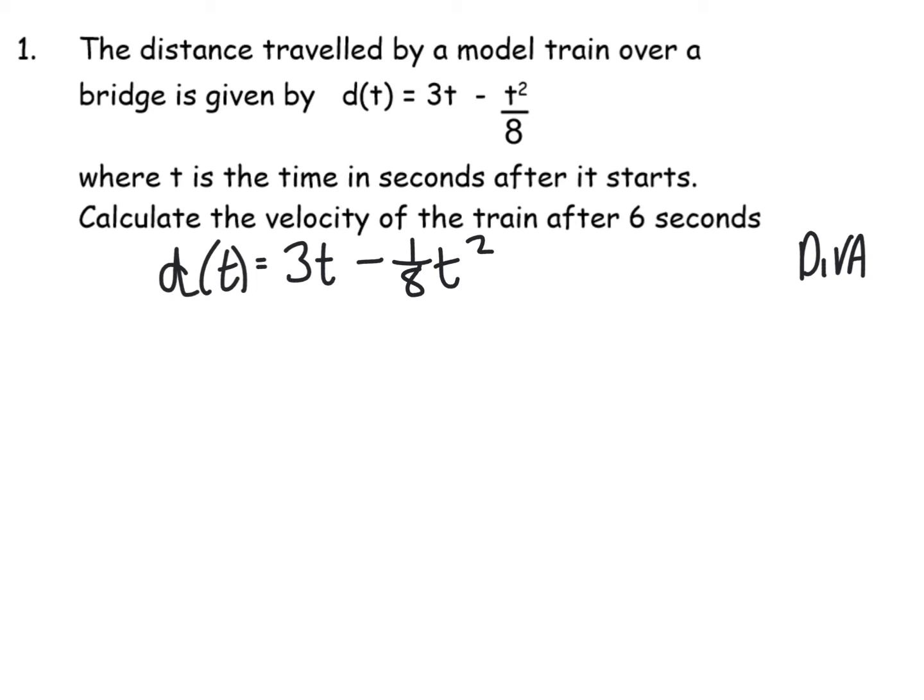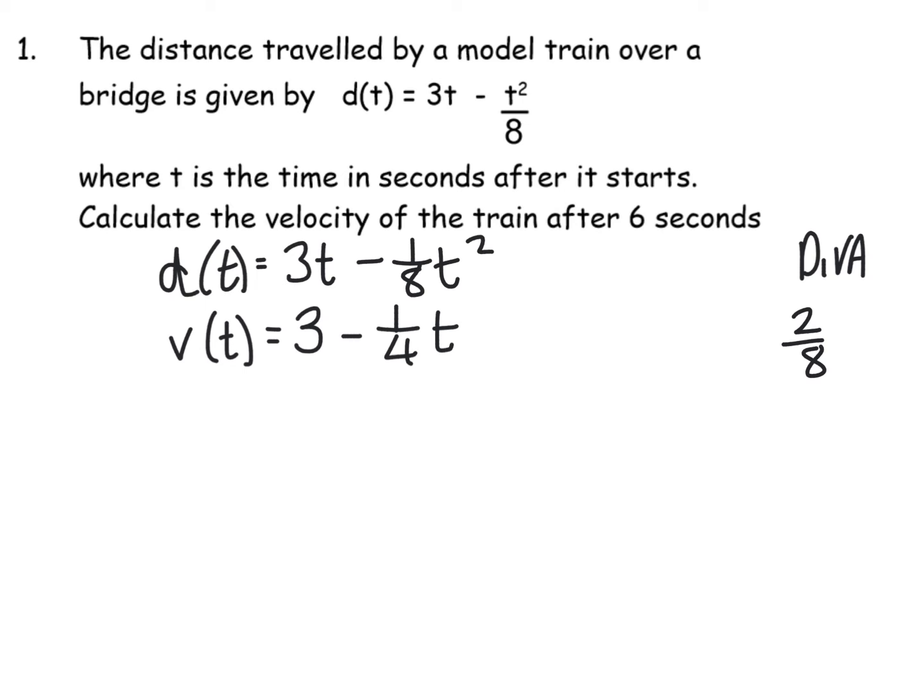Okay, so we're asking for the velocity after 6 seconds. What we have to do is find v of t, which is differentiating this. Differentiating 3t goes to 3. 2 times that negative gives me a negative still. 2 times an eighth is 2/8, and remember, 2/8 is just the same as a quarter. So that would give me a quarter t. So this is now my formula for velocity.